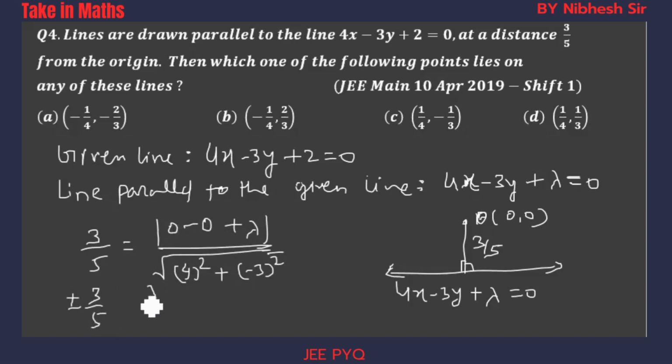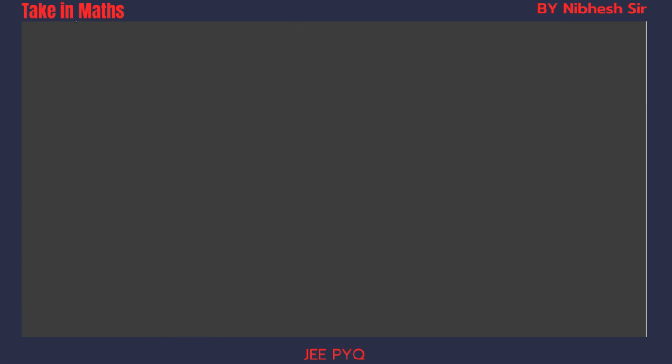So lambda equal to what? Lambda by under root 16 plus 9. So we get plus minus 3 by 5 equal to lambda by 5, because root 25 is 5. The 5 and 5 cancel. So we get lambda equal to plus minus 3.